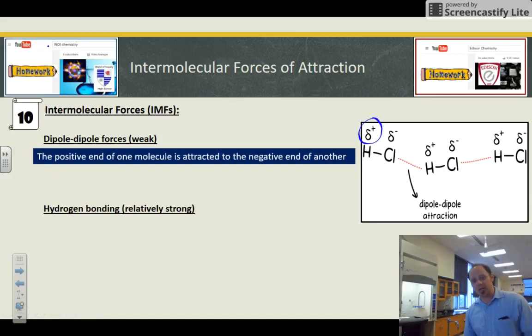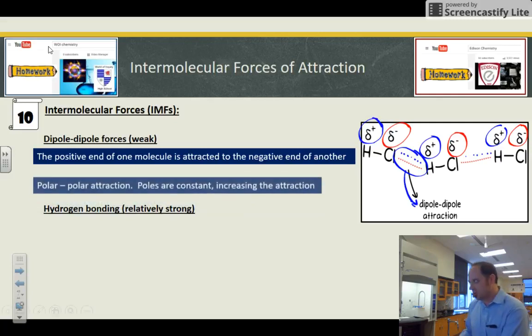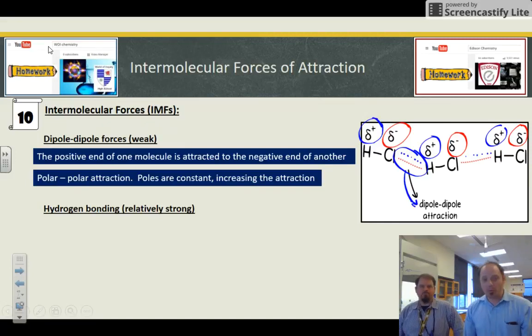It's extremely weak. It's where one end of a molecule that's positively charged, and that squiggle means partial positive, a partial positive charge, it's a Greek lowercase delta, is attracted to the oppositely charged portion of some neighboring molecule. So the chlorine, which has a partial negative charge due to its high electronegativity, is attracted to the hydrogen, which has a partial positive charge because of its low electronegativity on another molecule. It's a polar-polar attraction. Poles are constant and they increase the attraction.